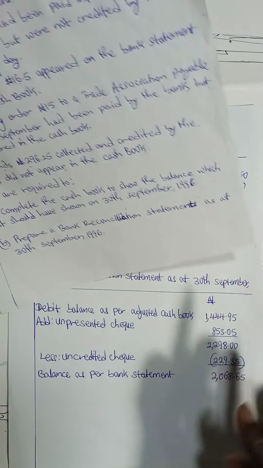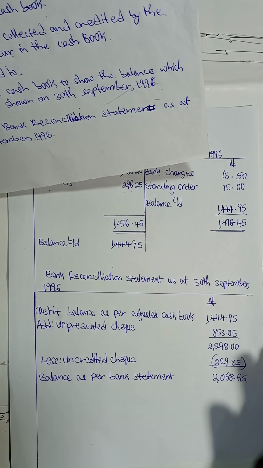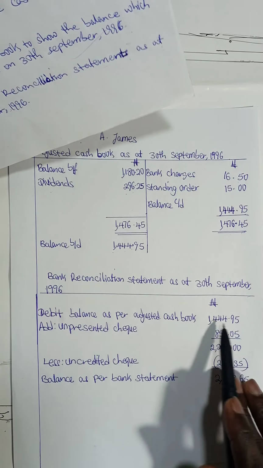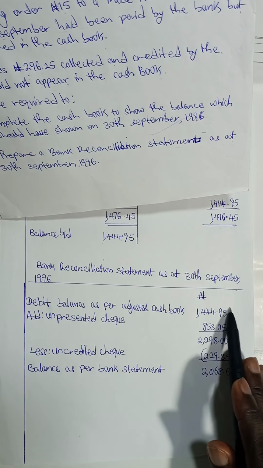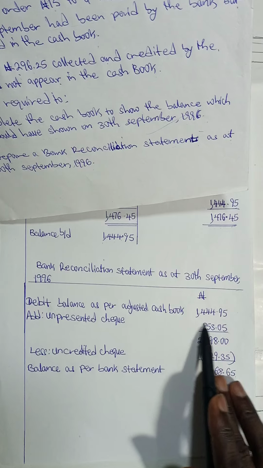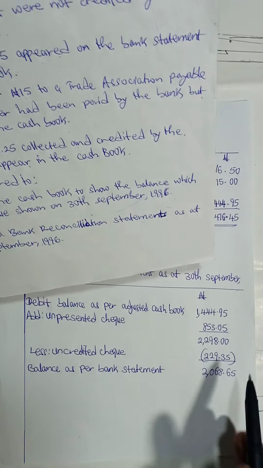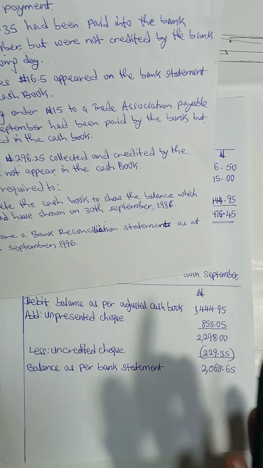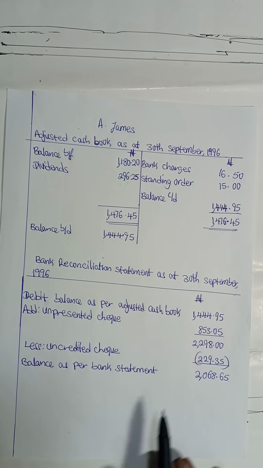And we should not forget, if you want to prepare our balance sheet, the bank balance that will appear in any balance sheet will be the balance as per adjusted cash book, this figure. This is the figure that will appear in our balance sheet as bank balance under current assets. We must not forget that the balance as per adjusted cash book will appear in the balance sheet as our bank balance under current assets. So this is the solution of this question.